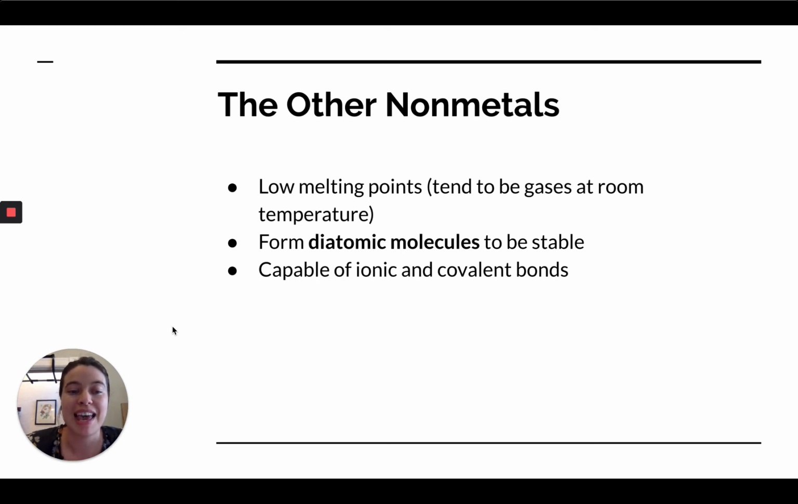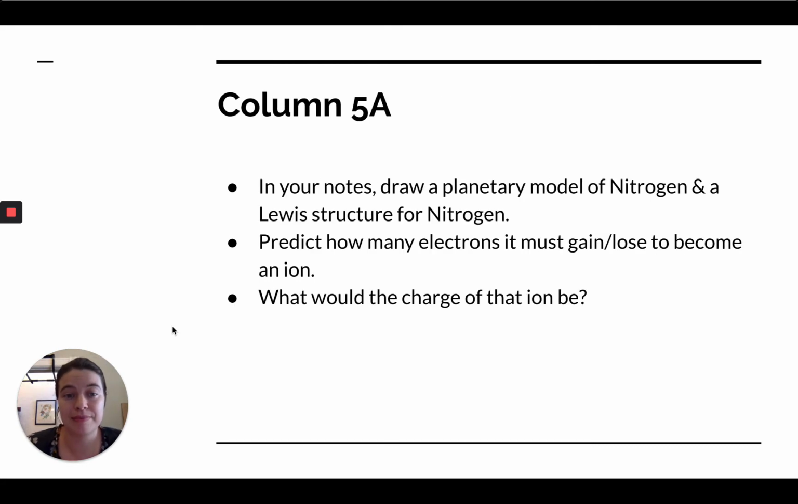That means a molecule with two. That's what the prefix di means. Di means two. So a diatomic molecule is a two-atom molecule, where those two atoms are just two of the same things paired up. And that's how you tend to find these things in nature. Now, the other nonmetals are capable of both ionic and covalent bonds, but they're not metals, so they cannot do metallic bonds. So let's start with column 5A, because you'll notice these things are kind of spread out across the different groups on the periodic table.